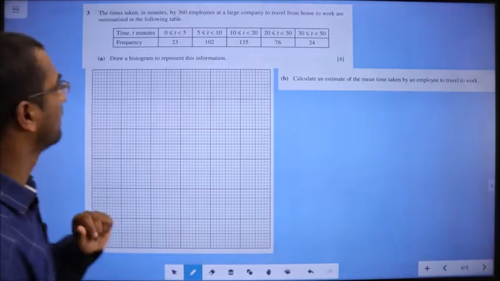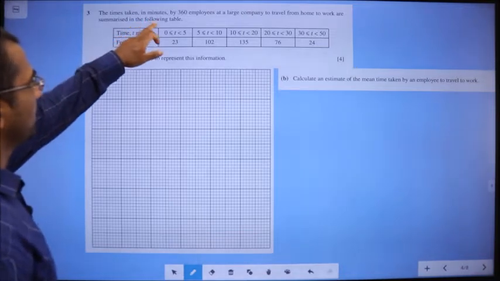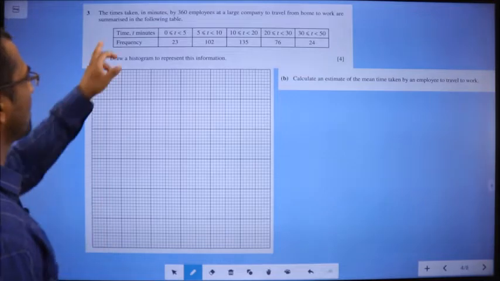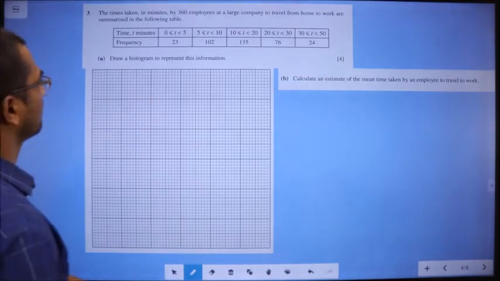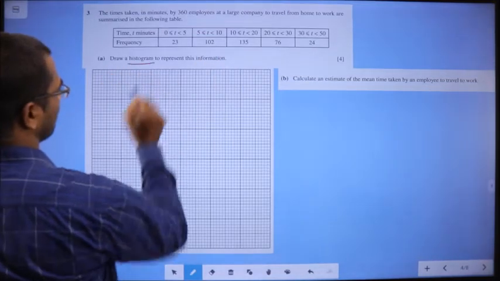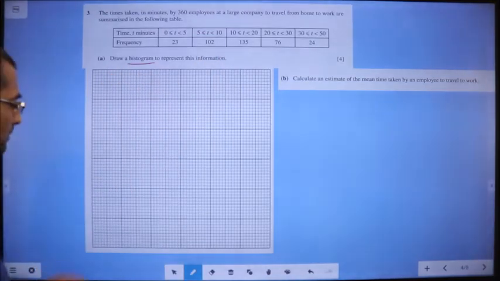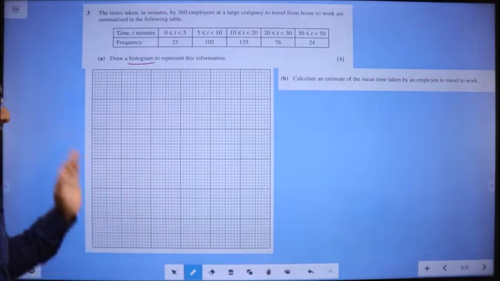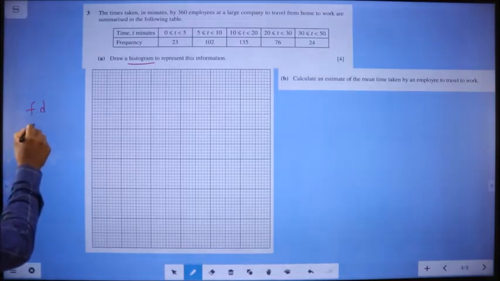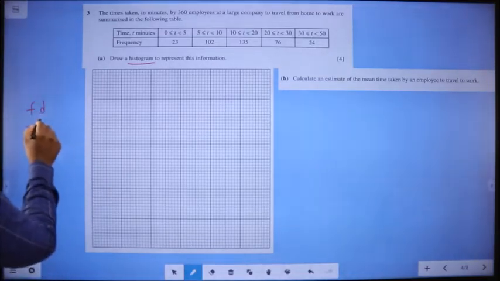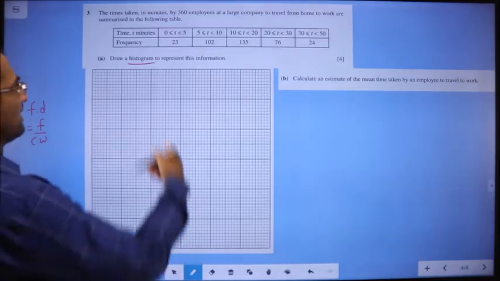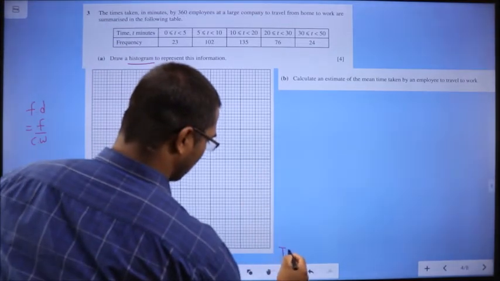Question 3. The times taken in minutes by 360 employees at a large company to travel from home to work are summarized in the following table, time and frequency. Draw a histogram to represent this information. To draw the histogram, on the y-axis we should show frequency density. The formula for frequency density is frequency divided by class width. And on the x-axis, in this sum, is time.